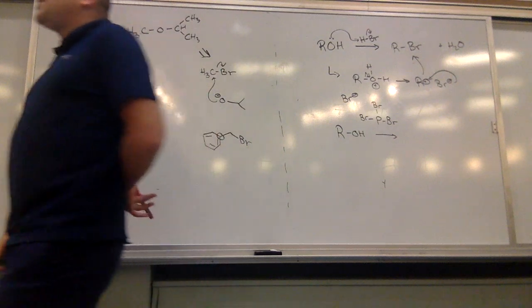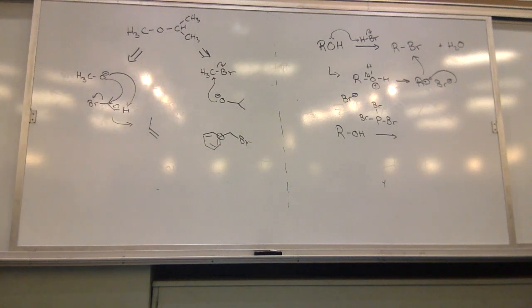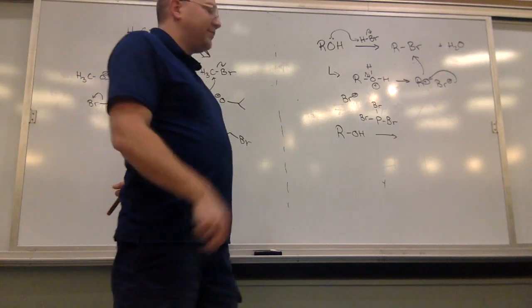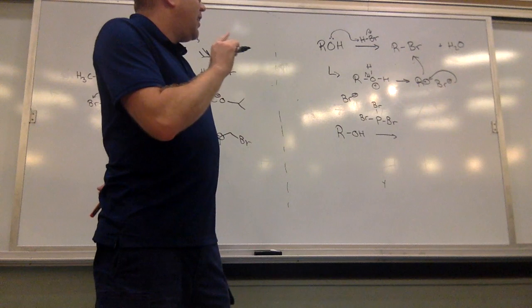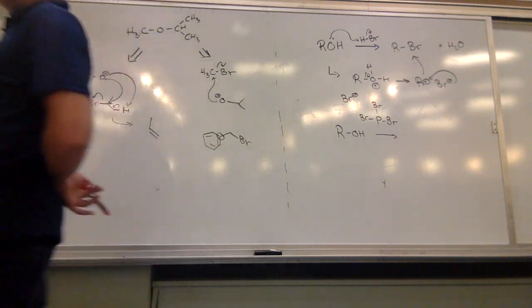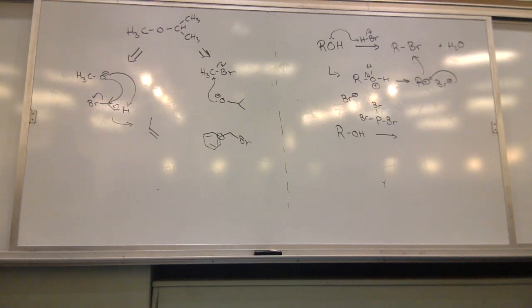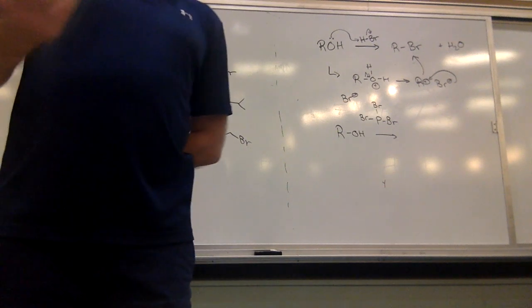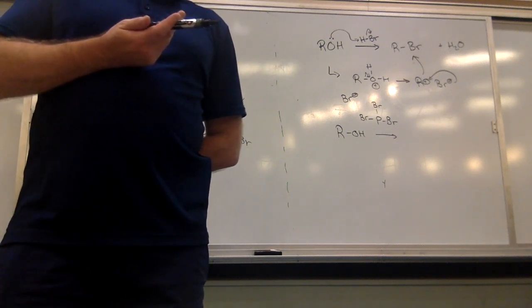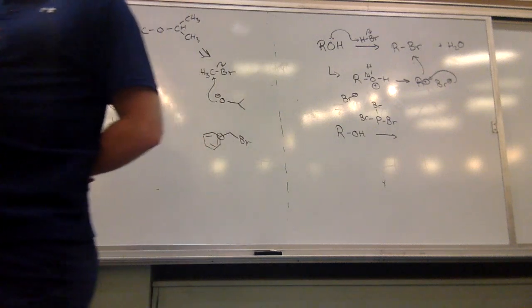Okay? Now here's the thing. PBr3 is maybe exotic. It's not something that you guys have seen before. But at its core, the mechanism that this is going to go through is really not all that different from what we just saw with the acid, right? What do you think the first step is going to be?